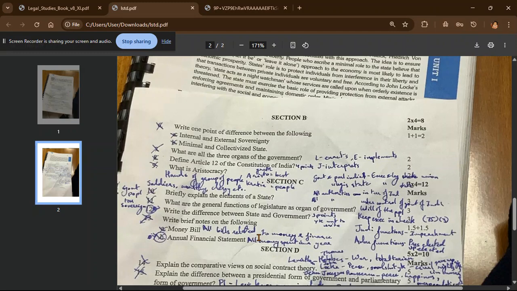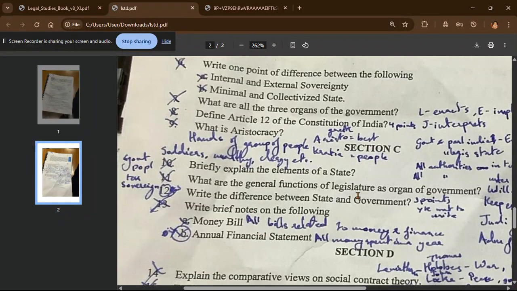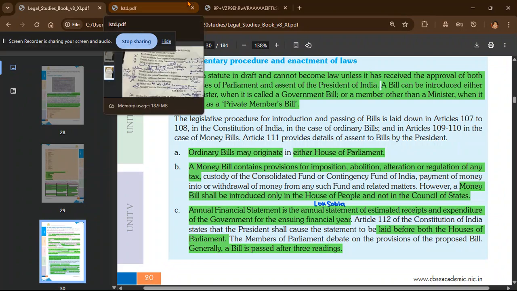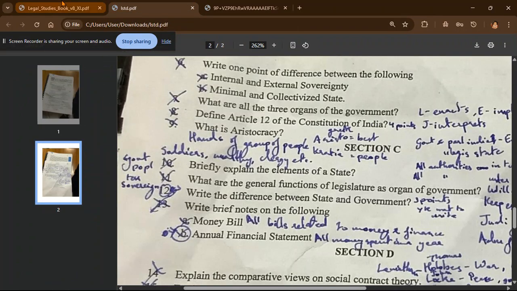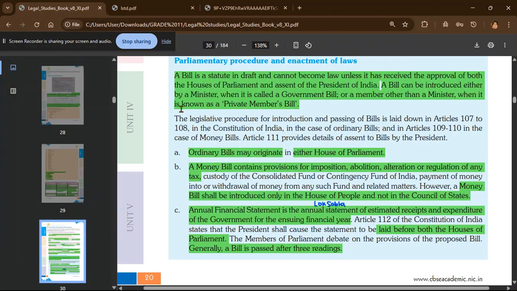It has come as a three marker. So you should know that what you're writing is relevant. For money bill, you can write all bills related to money and finance of the country. Money bill provisions: payment of money, withdrawal of money. Money related, basically. And annual financial statement, all money spent in the year. Basically, in your annual financial statement you will have your estimated receipts, expenditure of government and all of that.